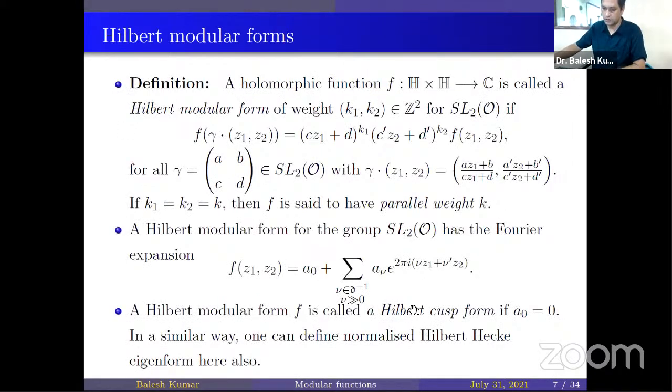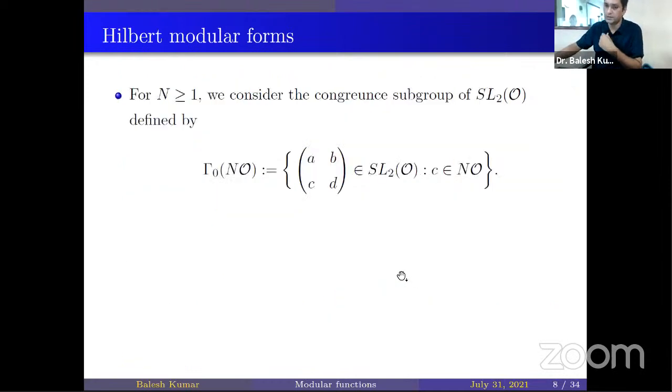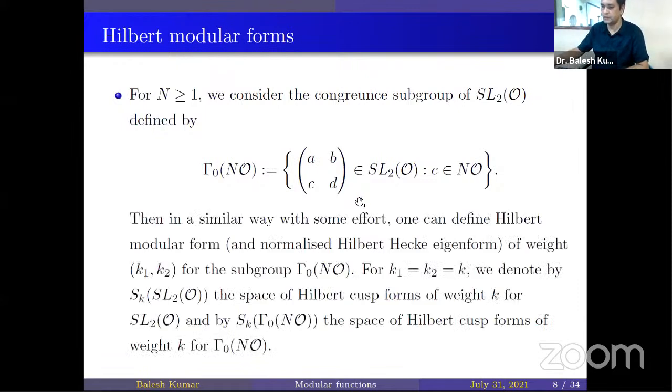In a similar way, there is an action of a family of AK operators on the space of Hilbert cusp forms, and one can similarly define normalized Hilbert AK eigenforms in this case also. And similarly, one can set up the notation corresponding to the congruence subgroup of SL2(O), and S_k(Gamma_0(N), O) is the space of Hilbert cusp forms of weight k for Gamma_0(N), and similarly they also form a finite dimensional complex vector space.